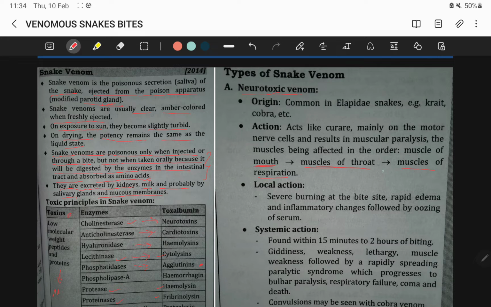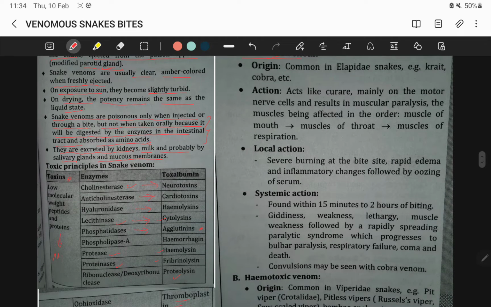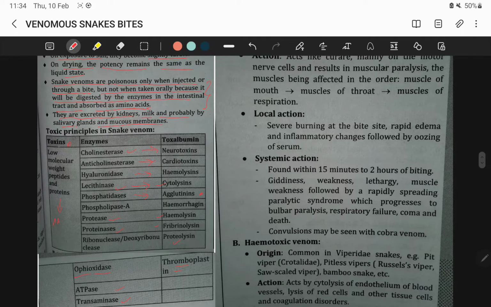It will come down from the mouth to the throat to the lungs. So that is the order, or the pattern, of the muscles affected by neurotoxin. Now the local action, what happens locally: severe burning at the bite site, rapid edema and inflammatory changes, followed by oozing of the serum. This is very common, right?